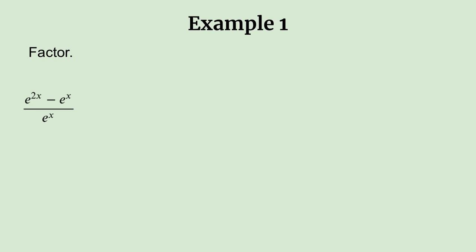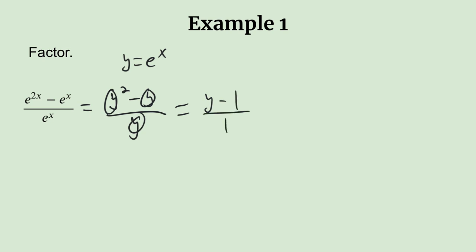If you have a hard time seeing that, then let's do some substitution where we make y equal to e to the x. So then this will become y squared minus y over y. I now see they all share y, so I can pull the y out, or divide by y, because this has a y, this has a y, this has a y. So then we would have y minus 1 over 1, which is equal to y minus 1, which is equal to e to the x minus 1, because y equals e to the x.